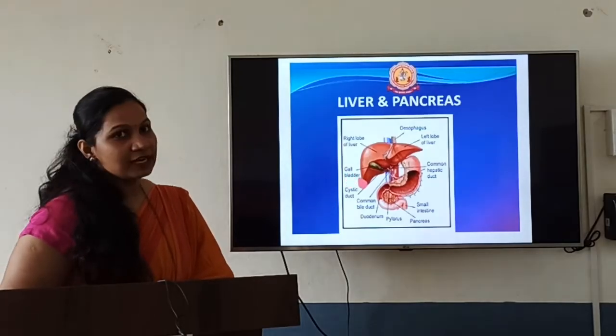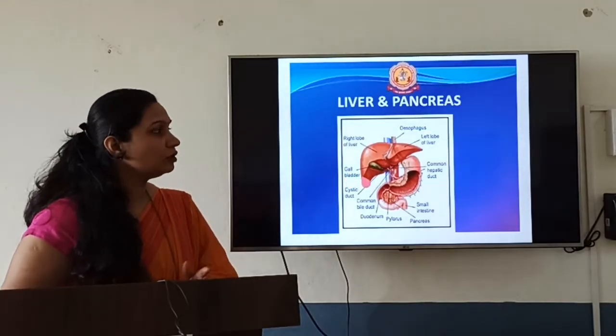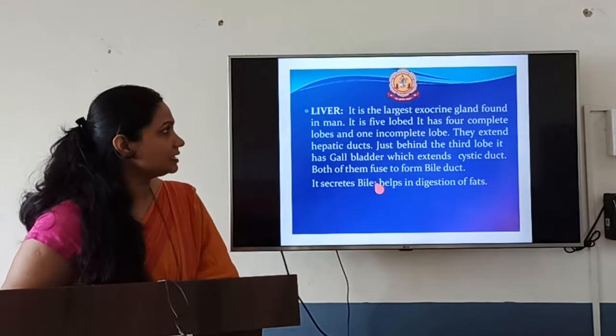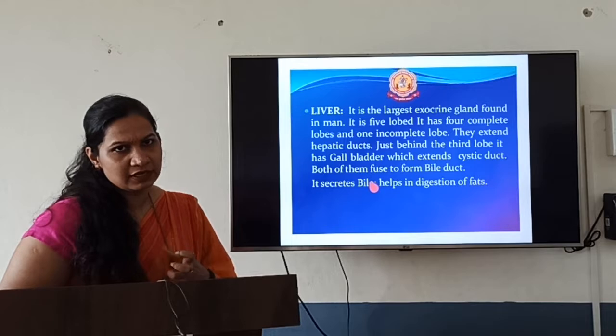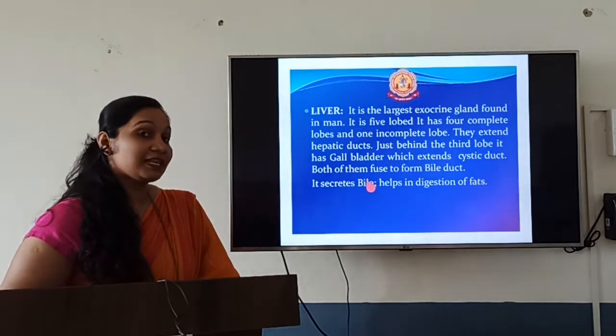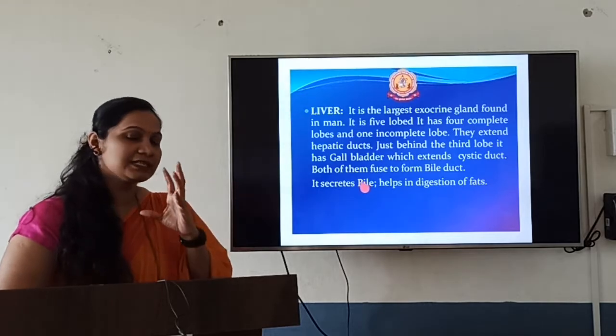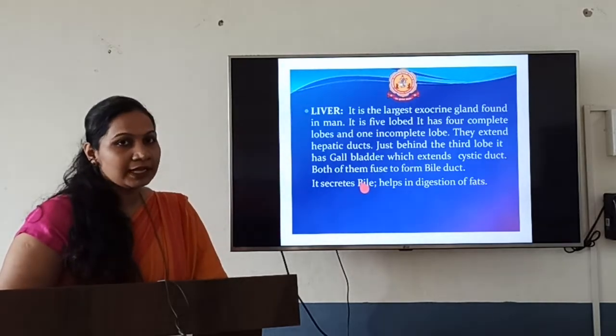That is about the liver as well as the pancreas. As I told, pancreas is a heterocrine gland. Okay, so next we'll see the liver. So what is liver? Liver is considered to be one of the largest exocrine glands. It is the largest exocrine gland. It is mainly secreting bile juice.